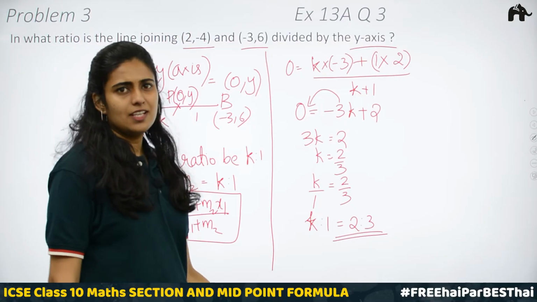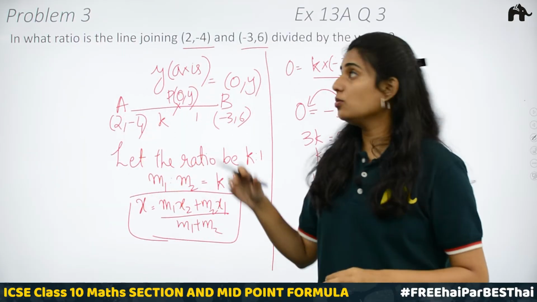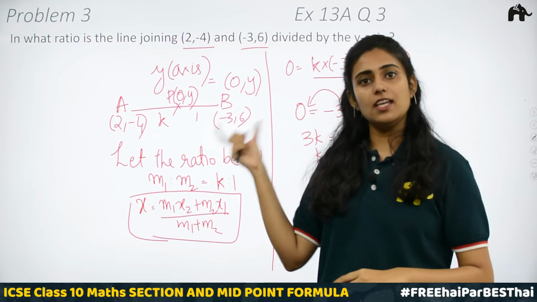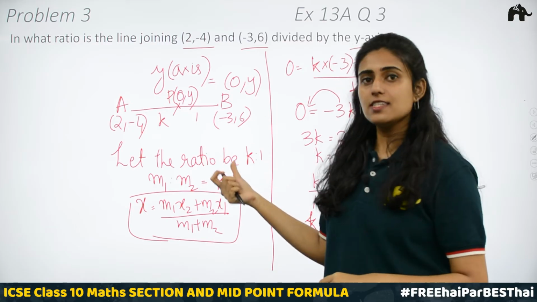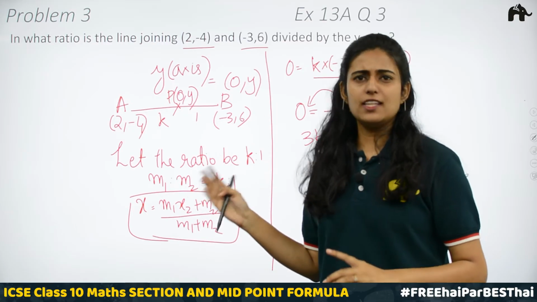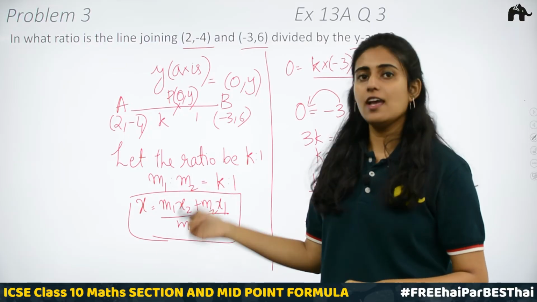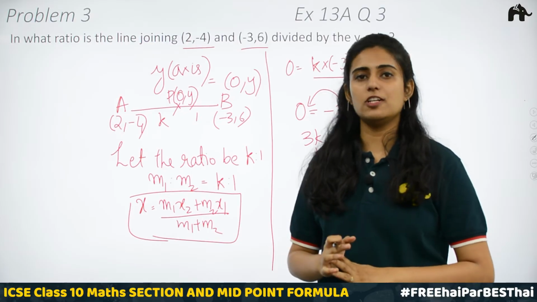Clear? The same steps we have done in the previous question. There it was divided by the x-axis. Here it is the y-axis. In case of the x-axis, y-coordinate will be 0. In case of the y-axis, x-coordinate is 0. Only that difference was there. Then substituting the values and finding the value of k. After finding the value of k, we will get the ratio, required ratio M1 is to M2.